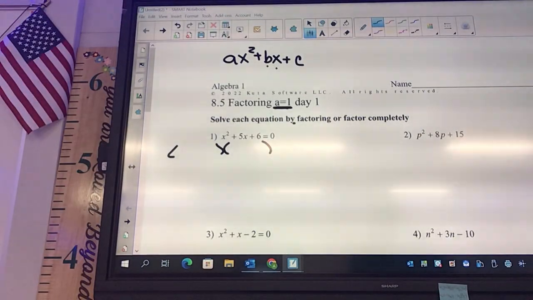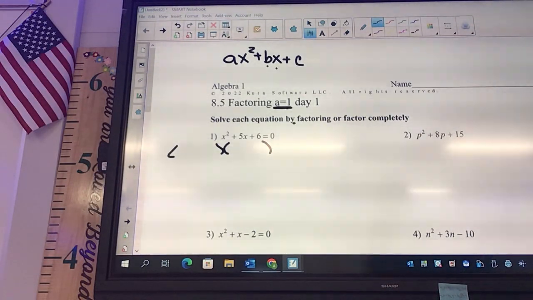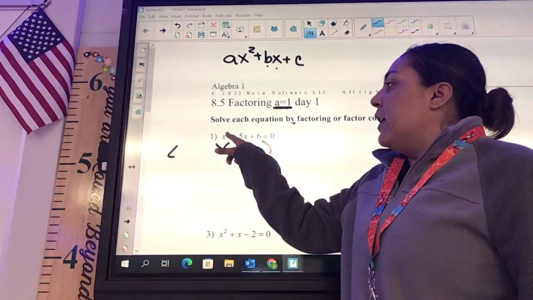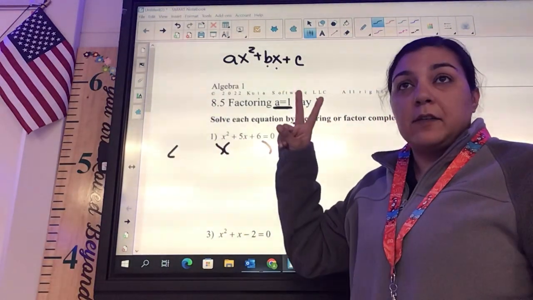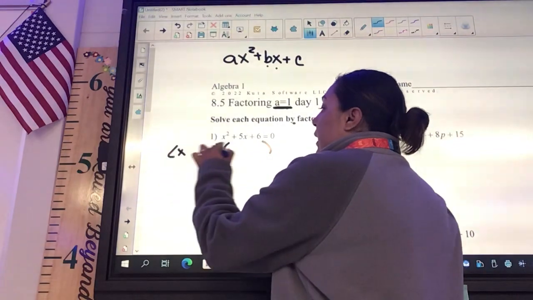Okay, it's going to be to draw two parentheses. Now, I'm not asking for the number, but see how we have x squared? That means we have two x's. Okay, so we're going to put them in, x and x.